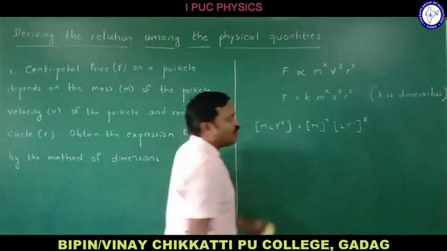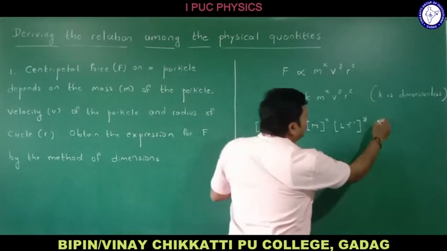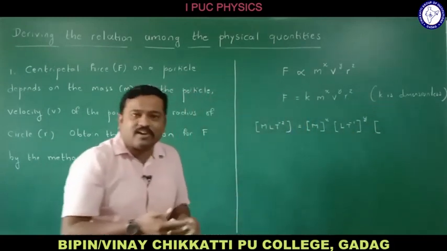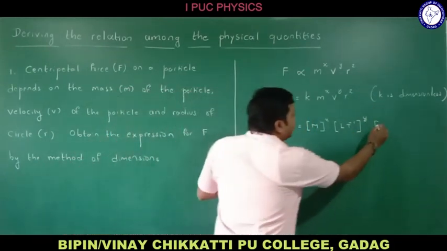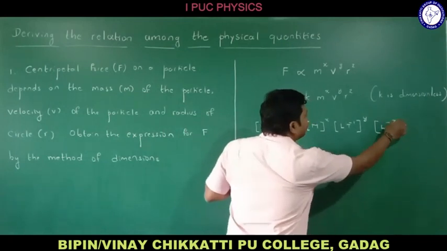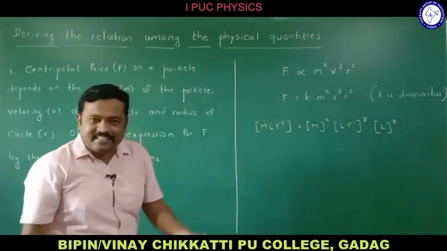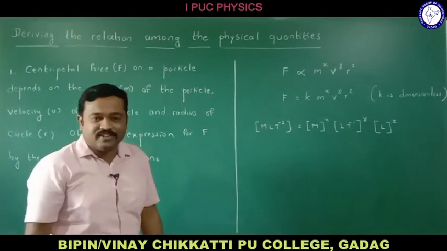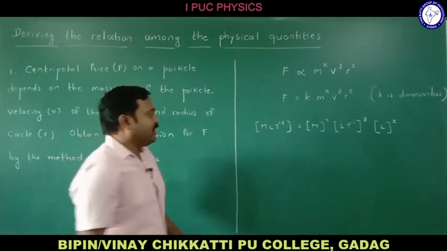Let me take it as y. What is the dimension of radius? Radius is nothing but distance. That is why let me take it as L, raised to z. Radius is nothing but distance, it is nothing but length. Let me take it as L. This is how I have written here. Okay, let me simplify. What do I get?